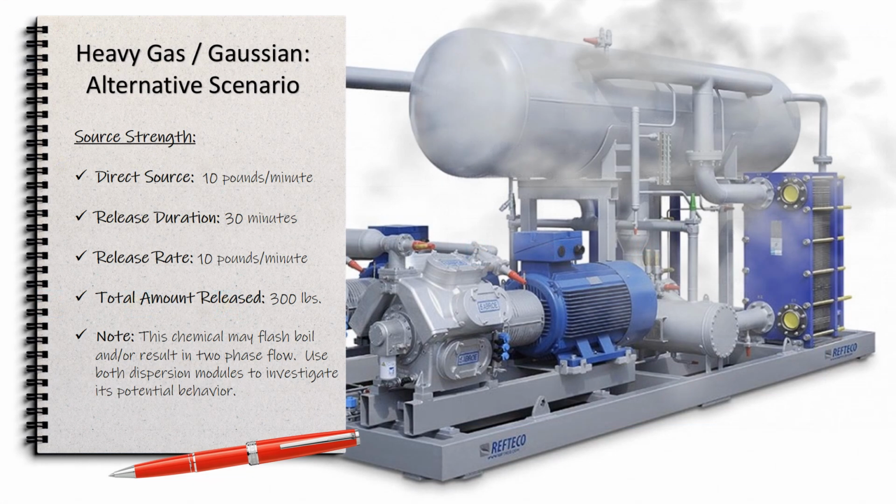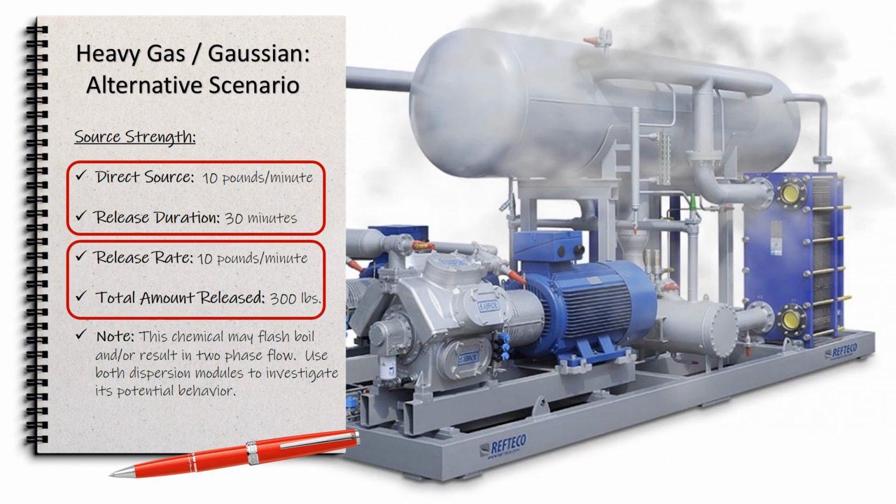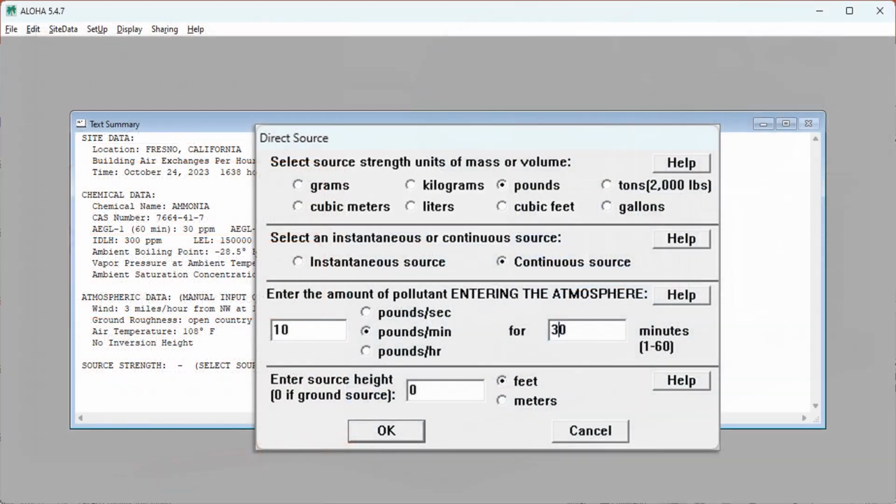For the alternative scenario, I've changed the direct source and release duration from 200 pounds per minute for 10 minutes to 10 pounds per minute for 30 minutes. The release rate will change from 200 pounds per minute to 10 pounds per minute, which will change the total amount released from 2,000 pounds to 300 pounds. And here's that new information represented in ALOHA.